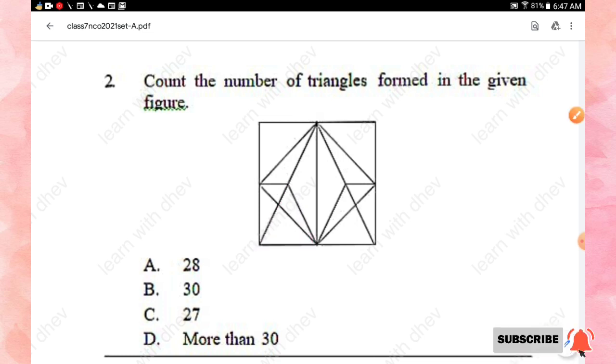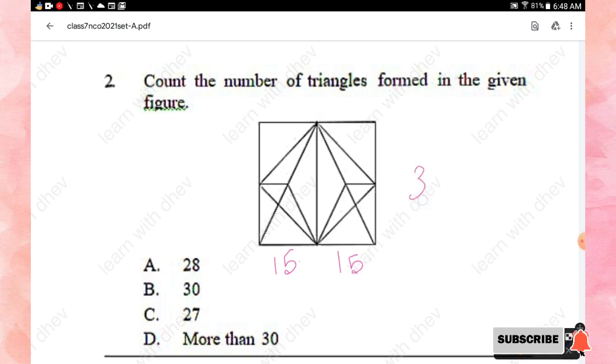1, 2, 3, 4, 5. Then 6, 7, 8, 9, 10, 11. Then 12. Again 13, 14. Then 15. So in the first half, we have 15 triangles, so obviously in the second half also it would be 15, right?